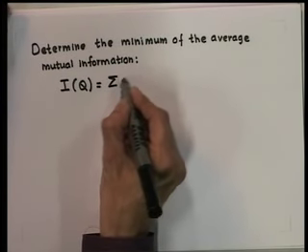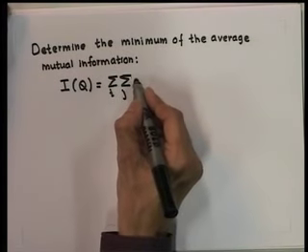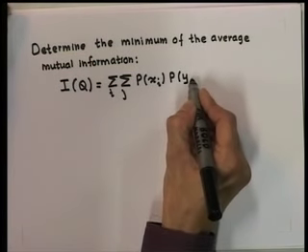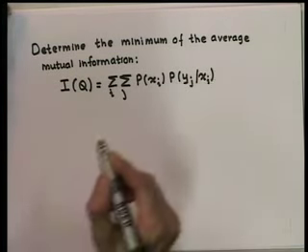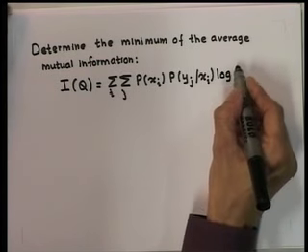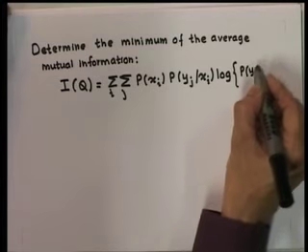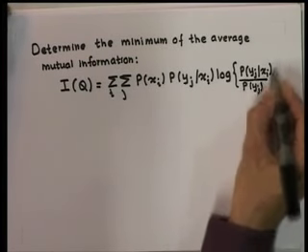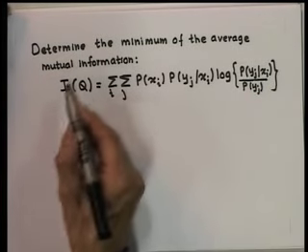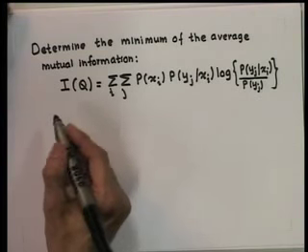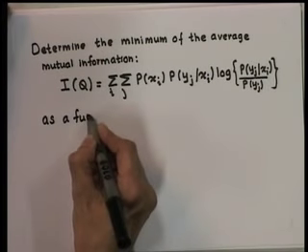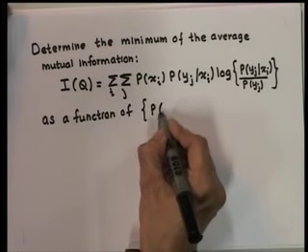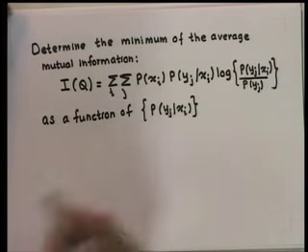is equal to double summation over i, j of the probability of the source multiplied by the conditional probabilities, log of ... So we have to minimize I(Q) as a function of the conditional probabilities with the following constraints.